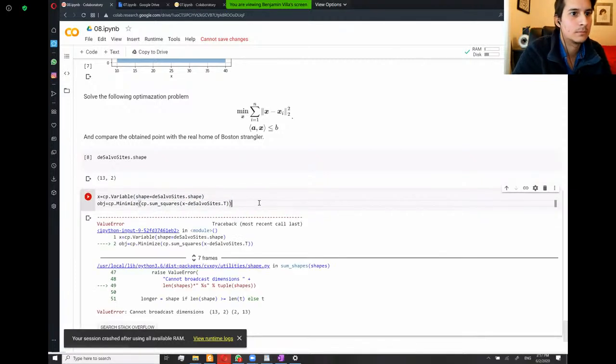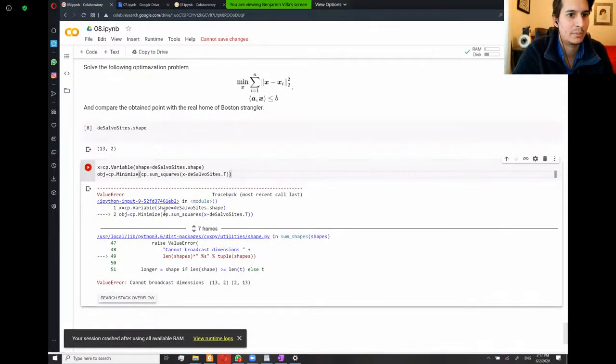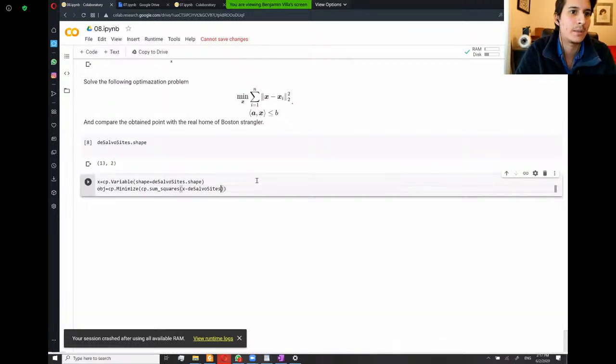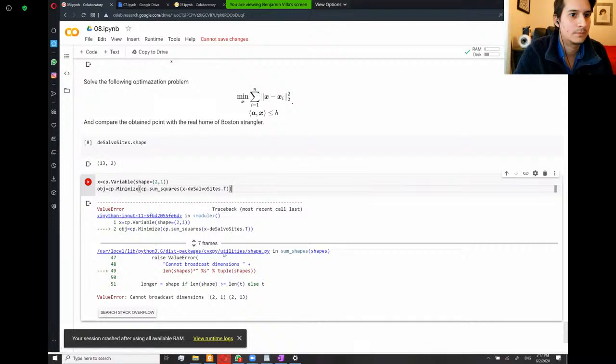Veamos si tiene algún error. Tira error. Cannot broadcast the dimension. Oh, yes. Okay, so you forgot to redefine the shape of the variable x. Toda la razón. No. That needs to be 2, 1. Because it's only 1 point. Yes. 2,1 de salvo sites. Transposed. Y ahora no debería tirar error. Vuelve a tirar error.